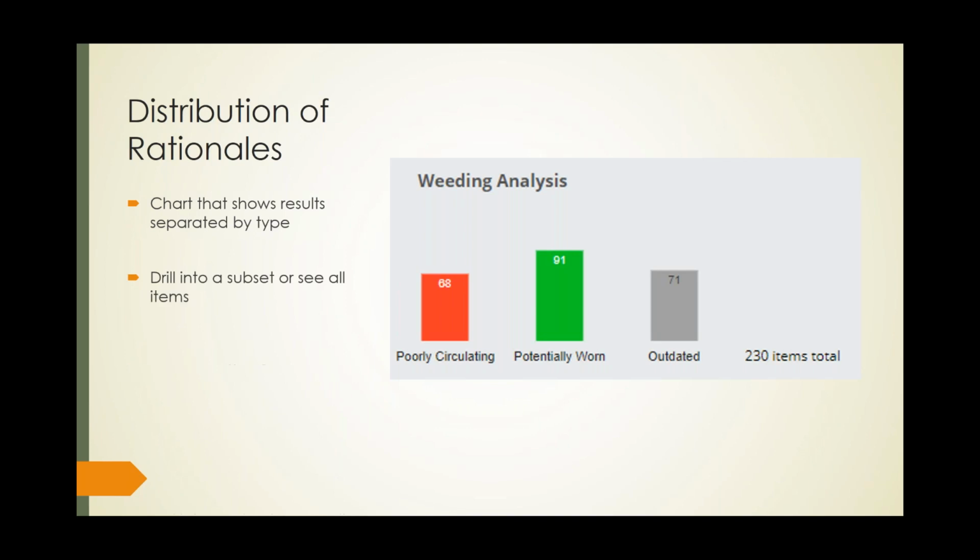The reason that it's a bar chart and not a pie chart as we usually do is because there's going to be overlap. There are going to be some things that are potentially worn and outdated, or some things that are outdated and poorly circulating. So these numbers may not add up to 230, because there could be something that was both outdated and poorly circulating. That makes sense.